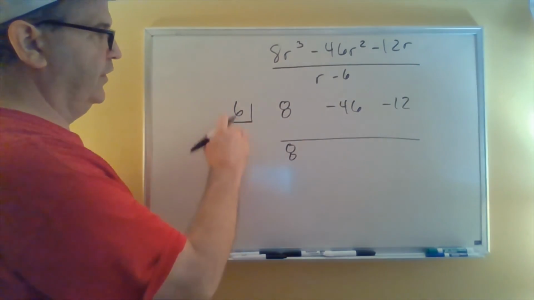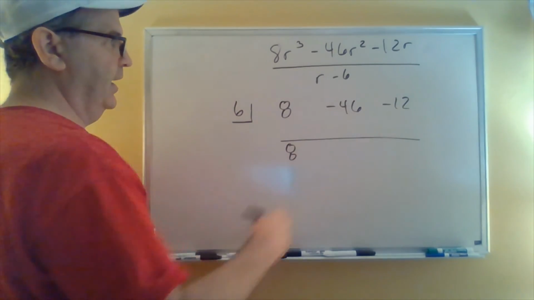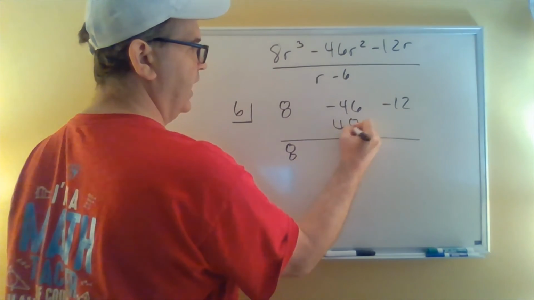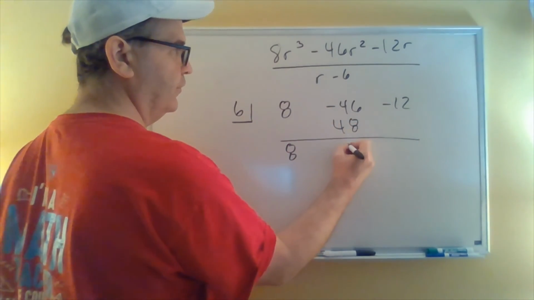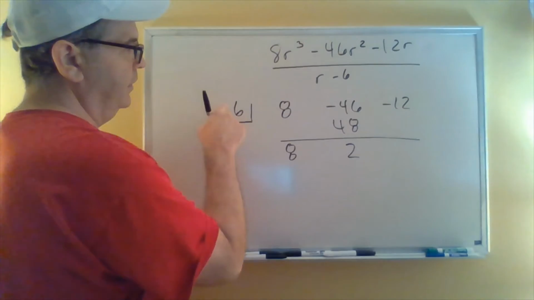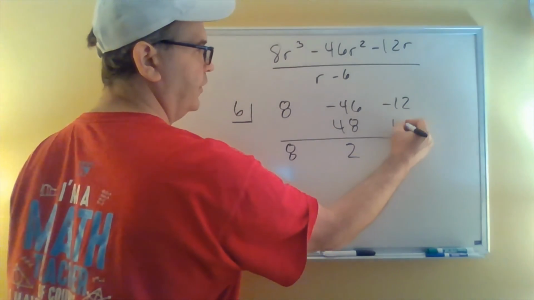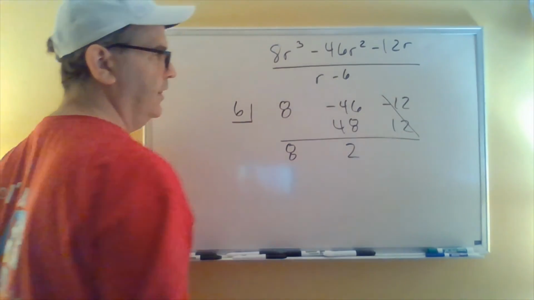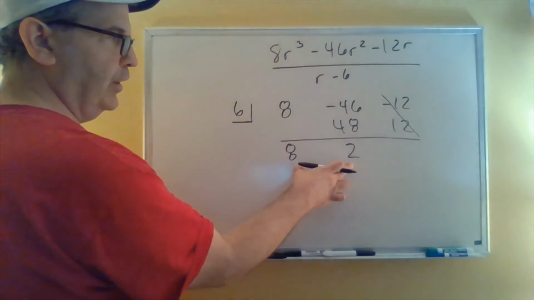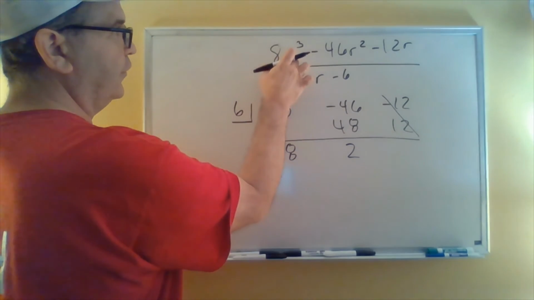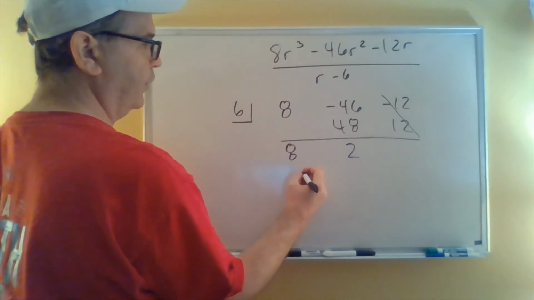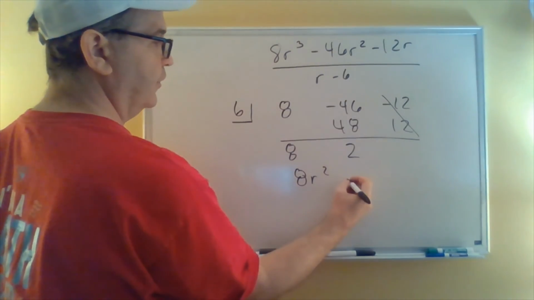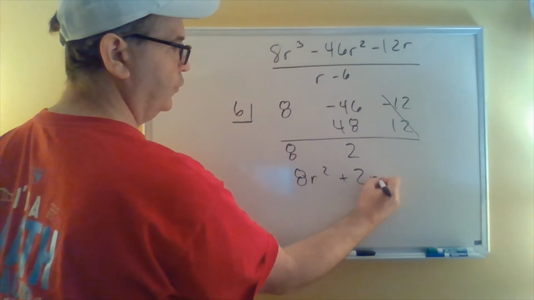And now we begin the process of multiply, add, multiply, add. So we're going to multiply 6 times 8 first. That is 48. We add -46 and 48, we get a +2. Now do 6 times 2, that gives us +12. When we add -12 and +12 together, we get 0. They cancel out. So here are the new coefficients that we have. And we're going to start 1 degree lower. So if we had r to the third up here, that becomes r to the second. We had r to the second up there, so this is going to become +2r.